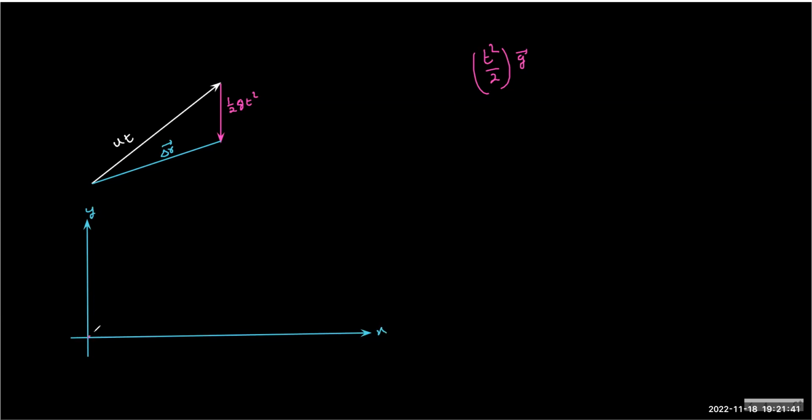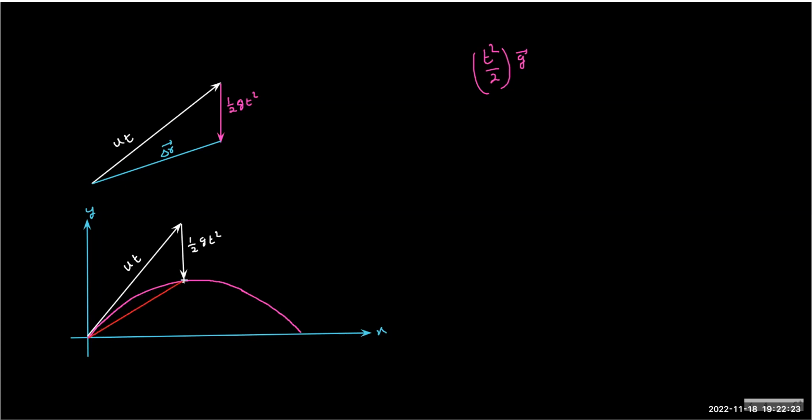So if you throw something with initial velocity from here, in time t it will go like this. This is called ut. But in the same time, it comes down by half gt square. And I'm drawing the arrow till this point because the particle is here after time t. And that is why this is your resultant vector.